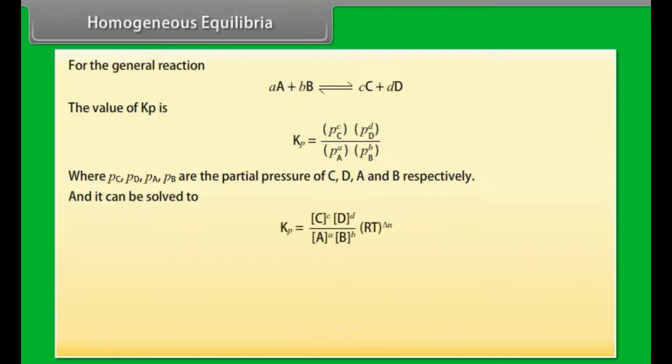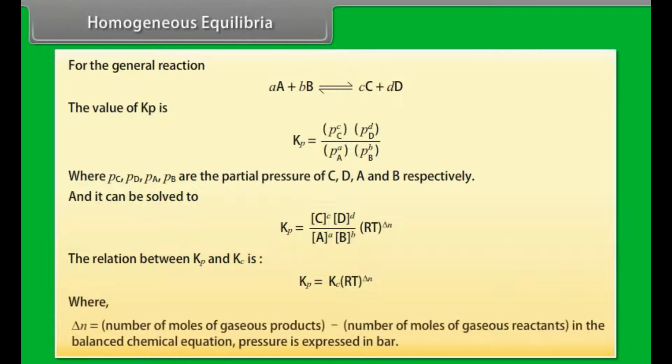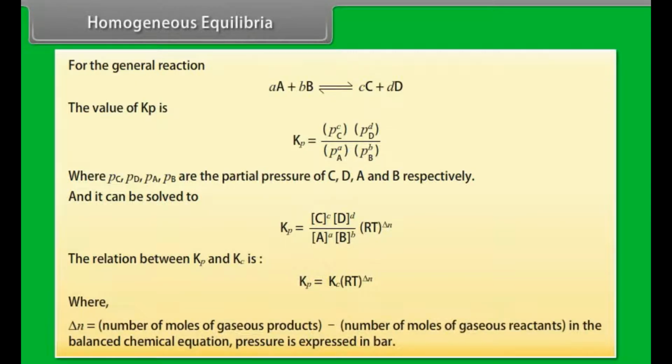to the relation between Kp and Kc: Kp is equal to Kc into RT raised to the power delta n, where delta n is equal to the number of moles of gaseous products minus the number of moles of gaseous reactants in the balanced chemical equation. Pressure is expressed in bar.